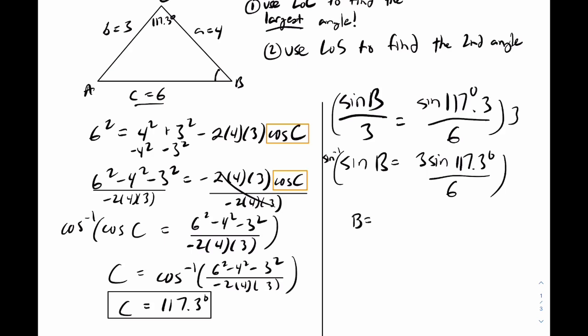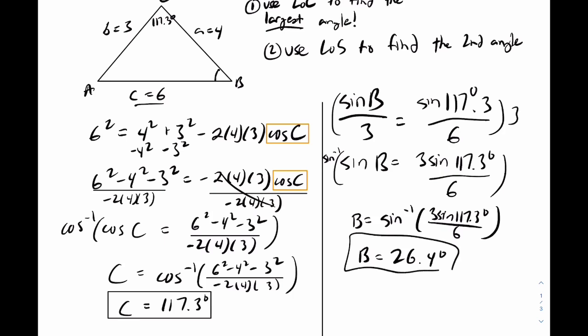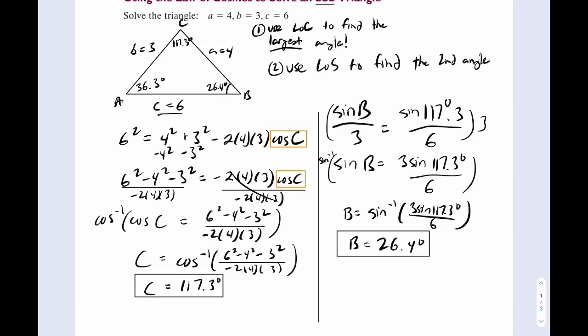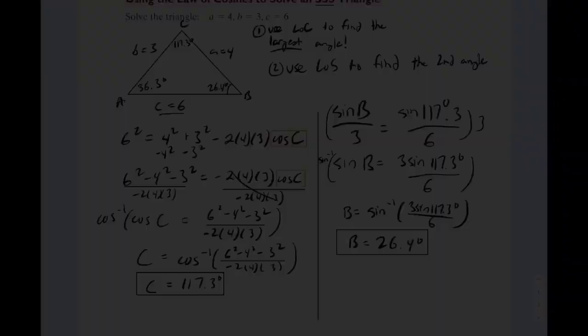And then B is going to equal, so again, you type this exact expression in your calculator like we've been doing for this whole unit. And you're going to get 26.4 degrees like that. So you fill in 26.4, you do a little arithmetic, subtract from 180, you get 36.3. And there it is. There's the complete triangle.